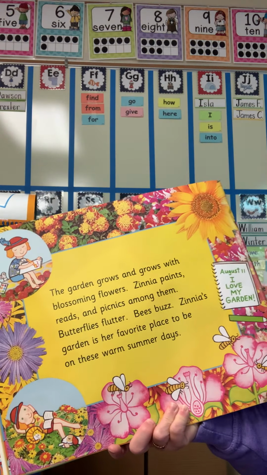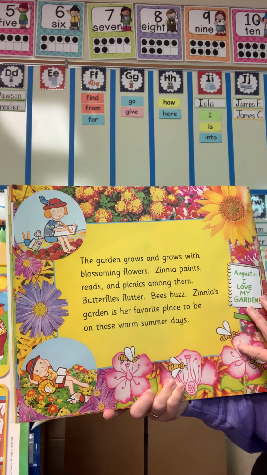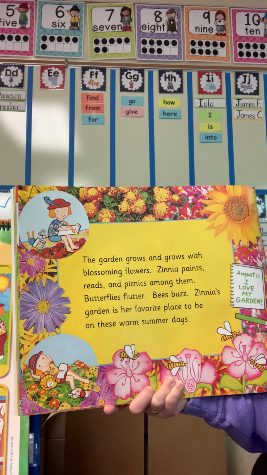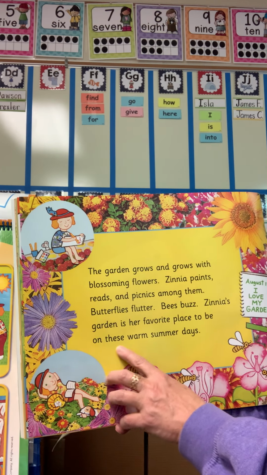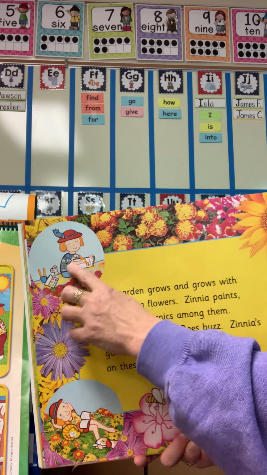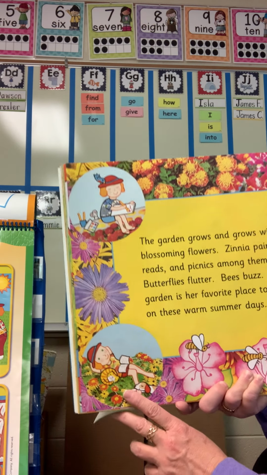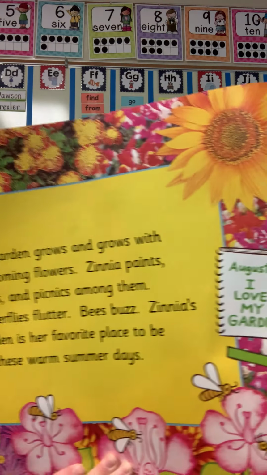The garden grows and grows with blossoming flowers. Zinnia paints, reads, and picnics among them. Butterflies flutter, bees buzz. Zinnia's garden is her favorite place to be on these warm summer days. Look at all of her beautiful flowers. Here she is painting. Here she is reading. Cat's taking a nap. August 11th.